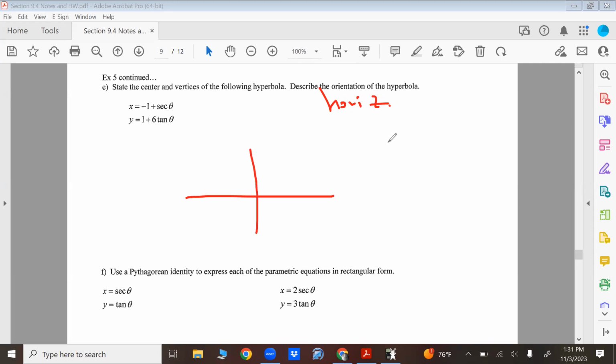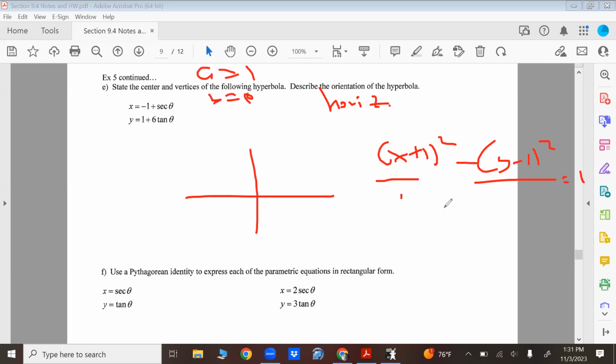And it's going to be x plus 1 squared over something minus y minus 1 squared over something equals 1. And your a value is going to be 1, and your b value is going to be 6. So we have 1 and 36. So the graph should look something kind of like this. The center's right here. We go 1 left, 1 here, and then we go 1, 2, 3, 4, 5, 6, way up here. 1, 2, 3, 4, 5, 6, way down here. And again, it's opening sideways like that.